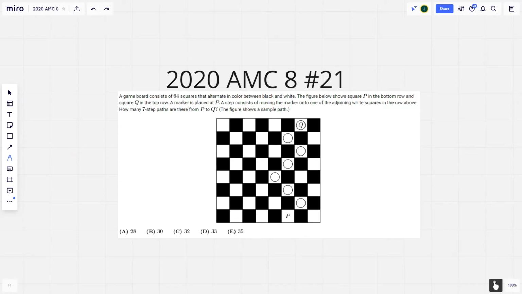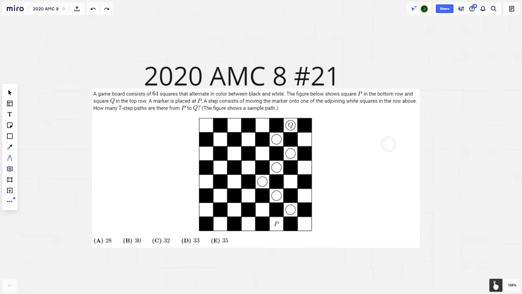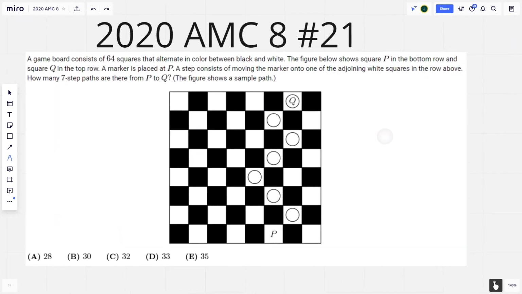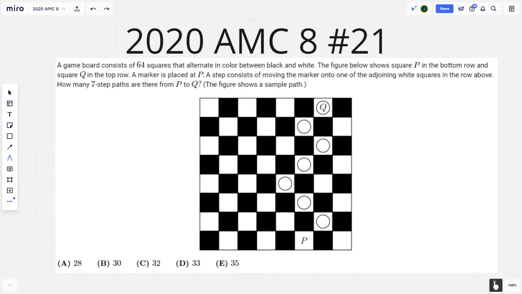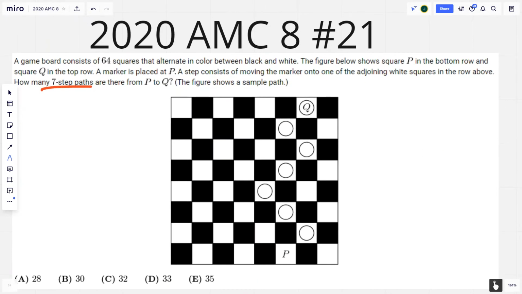In this video, I'm going to be giving a solution to problem 21 from the 2020 AMC8 test. I'm not going to read the entire problem out loud, but the general idea is that we have a point or marker P, and we want to move it to the top at Q, and we can only do this by using left diagonal and right diagonal steps such that we stay on the white tiles at all times. They tell us that we have to go from P to Q in a 7-step path, and we want to find the number of paths that go from P to Q.